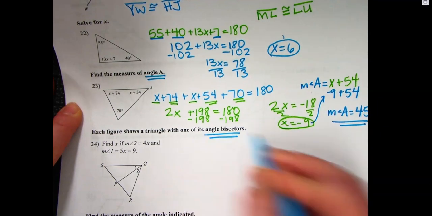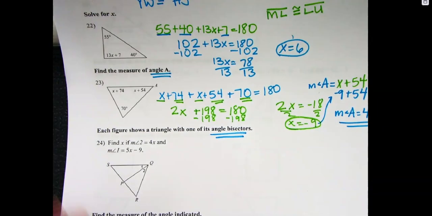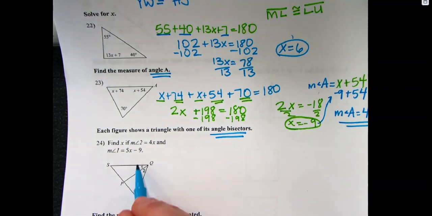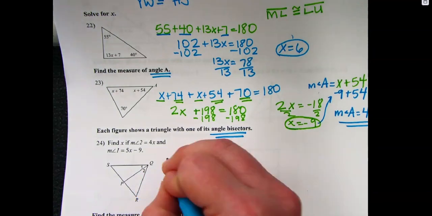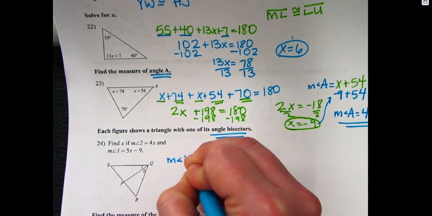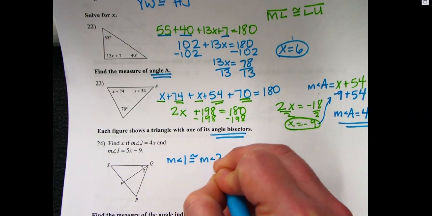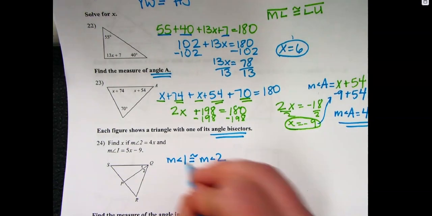Okay, y'all, we're going to keep going. Angle bisector. An angle bisector is something that cuts the angle in half. So that means this angle Q has been cut in half, which means angle 1 is going to be congruent to angle 2. So since angle 1 is congruent to angle 2, all I have to do is set those two things equal to each other.